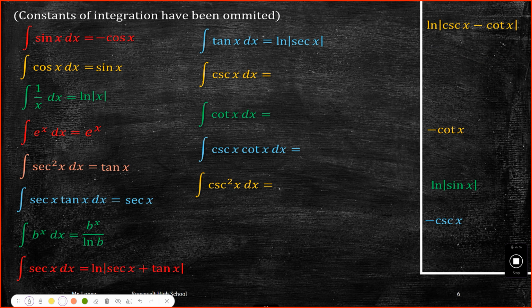Integral of cosecant x dx? Anybody? Which one is it for the integral of cosecant x dx? The ln one? Integral of cotangent x dx?